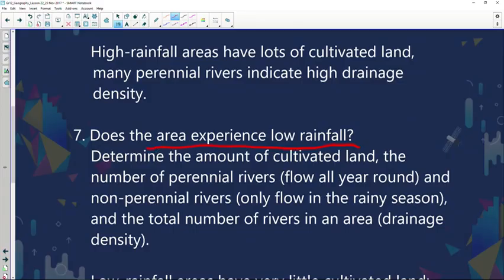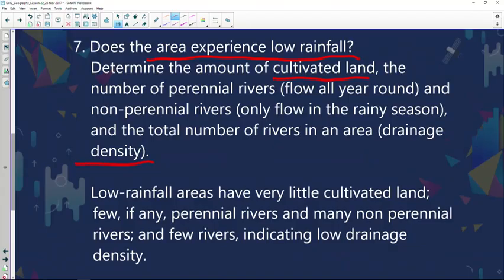Now, if we move to provinces such as the Northern Cape, the area will experience low rainfall because you won't see much cultivated land over there. People don't farm because the land is not fertile enough. It's not arable because it doesn't receive enough rainfall. And there's not many perennial rivers, so basically most of them will be non-perennial rivers. And the total number of rivers in the area, the density, is going to be extremely low. And if we continue, low rainfall areas have very little cultivated land, like we've just mentioned. Okay.